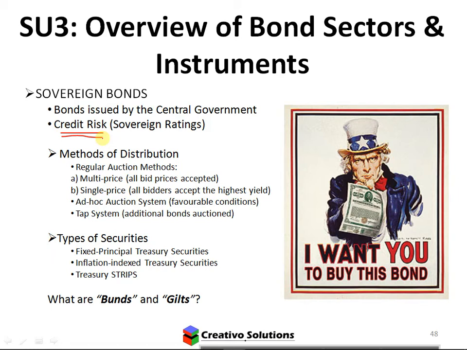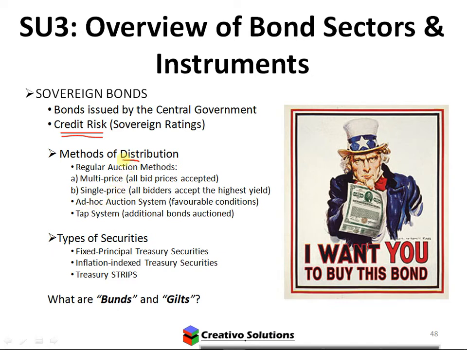Low. Why? Because it's less likely for a government to fail. Exactly. Good. You don't expect governments to fail. You don't expect countries to go bankrupt. Good. The method of distribution, there's a few. They use multi-price or single price, and that obviously looks at auctions.